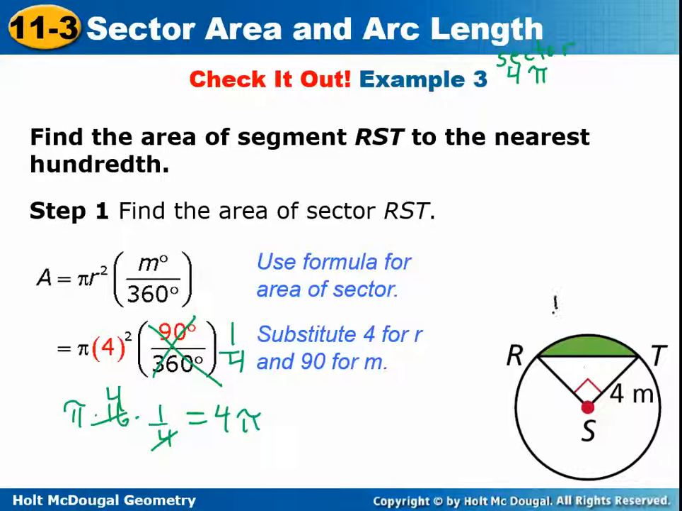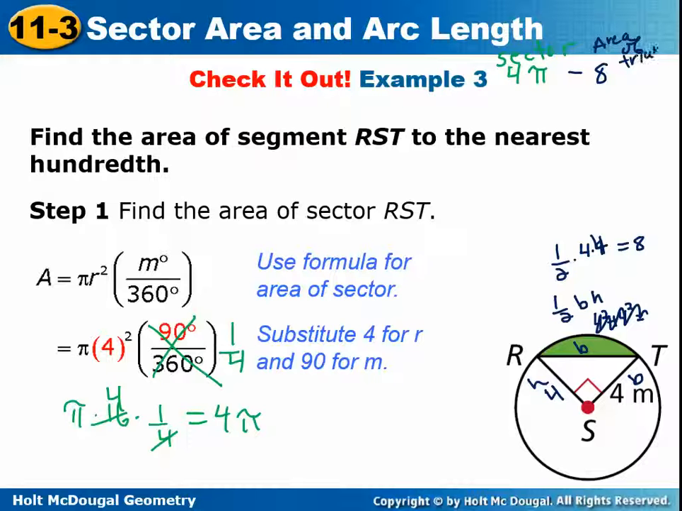The area of the triangle is 1/2 base times height. This is 4. This is 4. We can use the Pythagorean theorem to find the base of this triangle because it's a right triangle. So we can say 4 squared plus 4 squared equals, or we don't even have to do that. We could call this the base and this the height. So we can say that this would be 1/2 times 4 times 4, so 16 divided by 2 is 8. So far we have 4 pi minus 8. That's the area of the triangle.